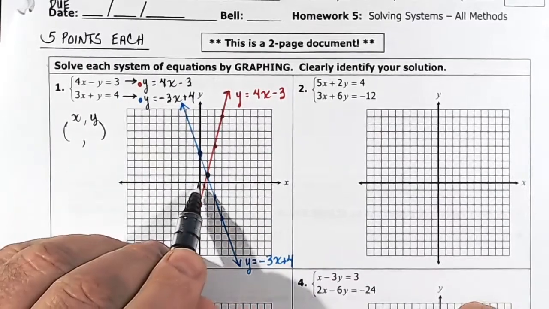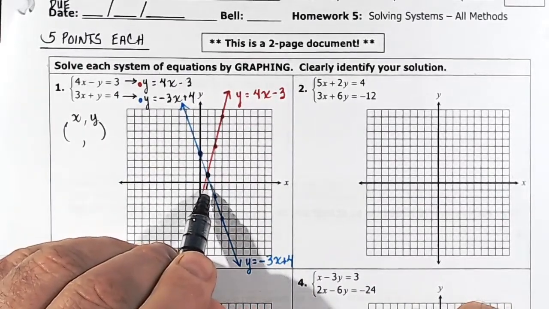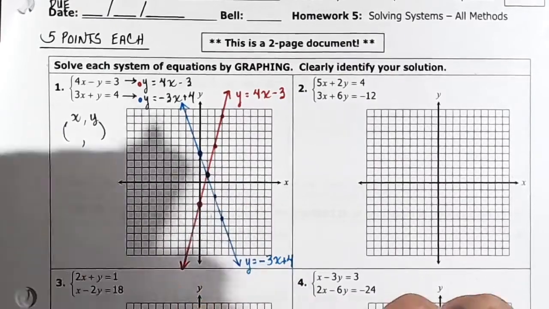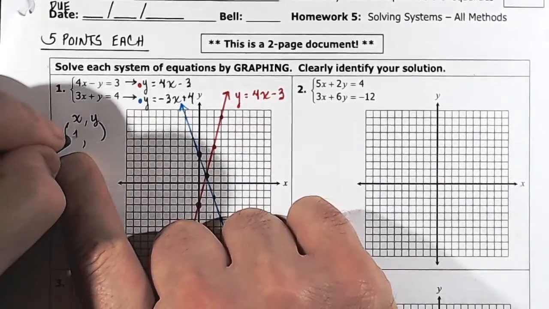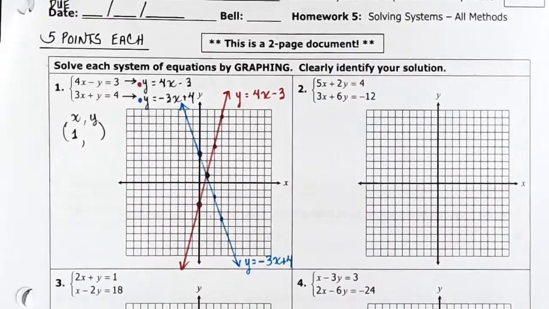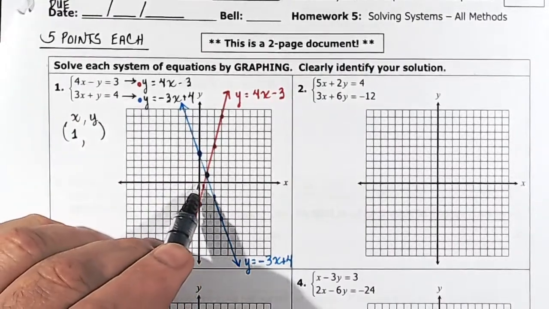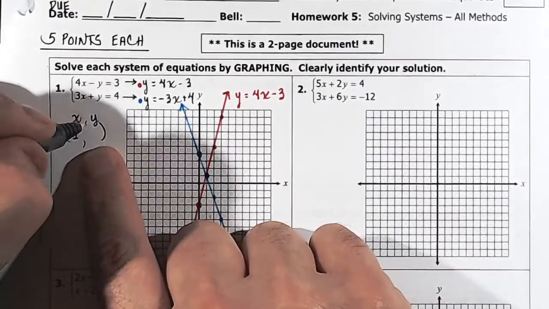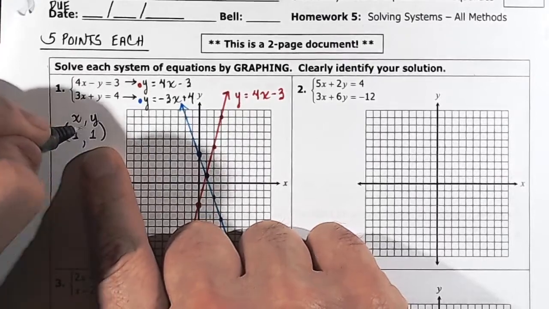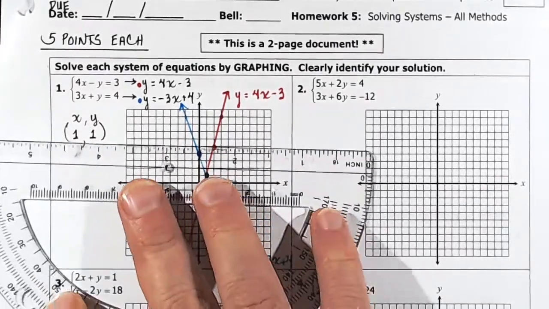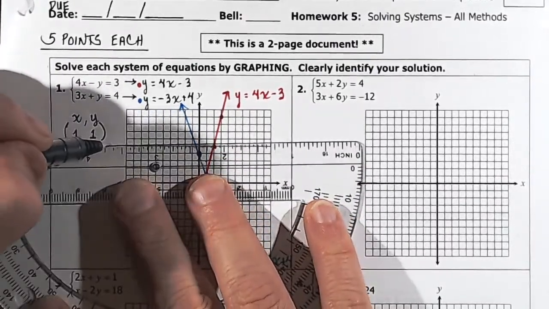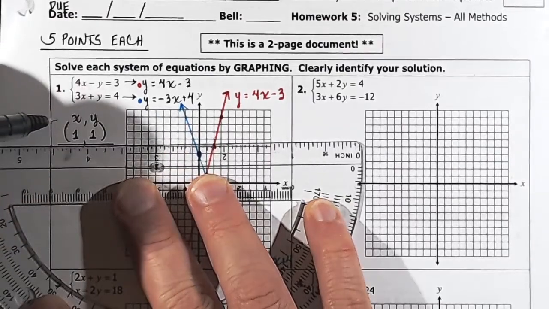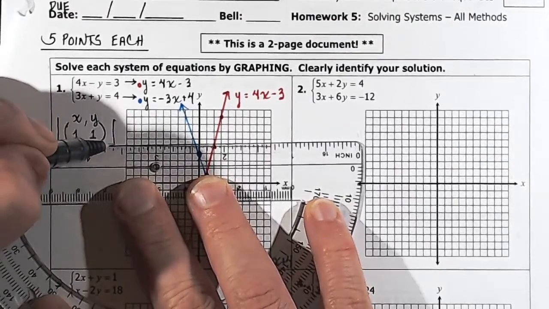And that would be starting at the origin. I see on the x-axis it's 1. Okay, so the x component of the solution to the system is 1. And on the y-axis it's also 1. So the solution to the system of equations, consisting of these two equations that we've found here, is 1, 1.